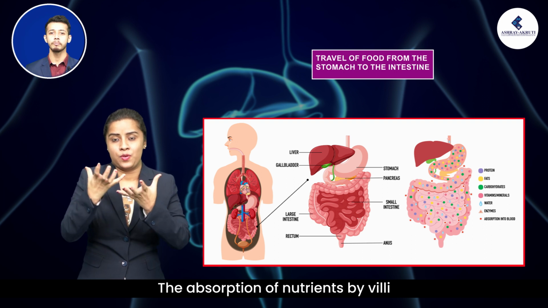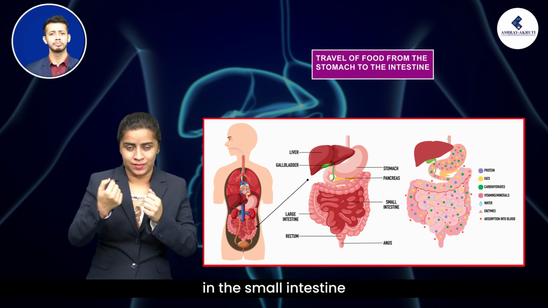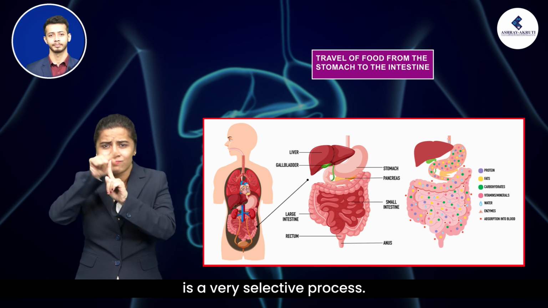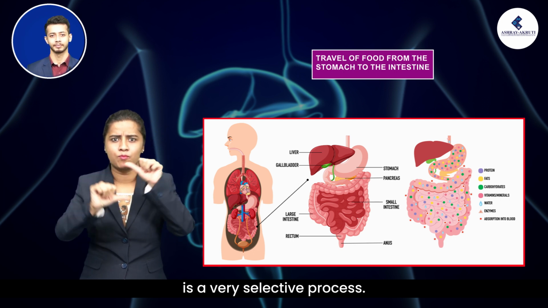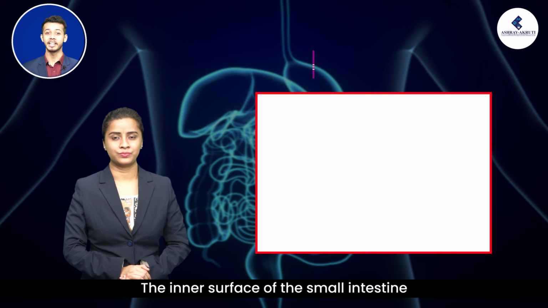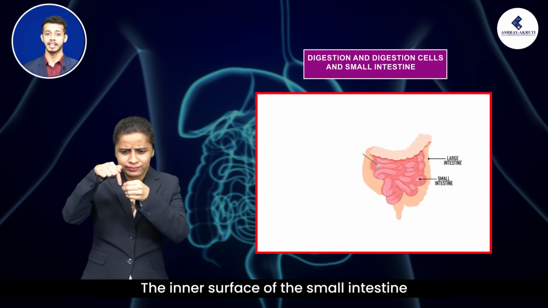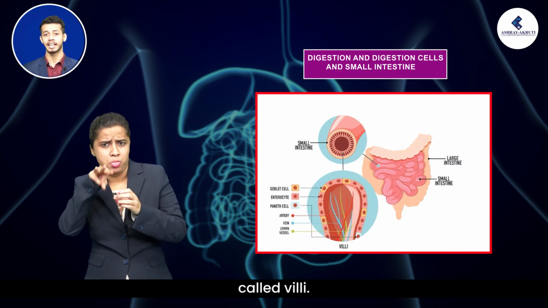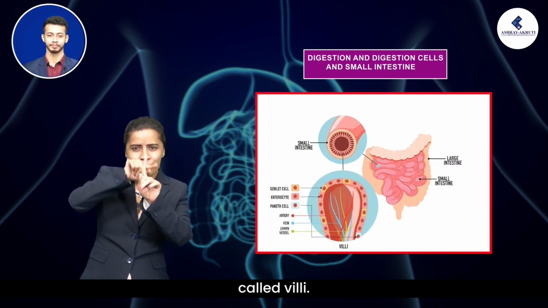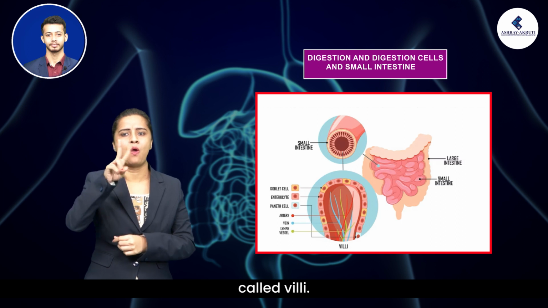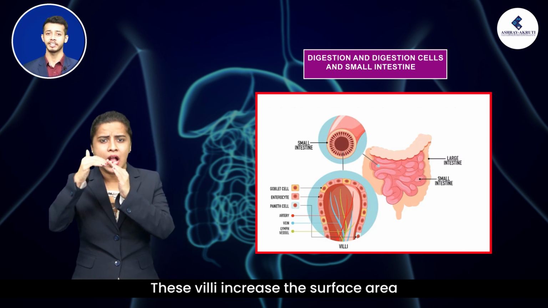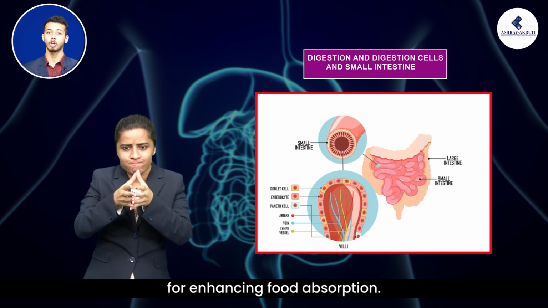The absorption of nutrients by villi in the small intestine is a very selective process. The inner surface of the small intestine contains thousands of finger-like projections called villi. These villi increase the surface area for enhancing food absorption.